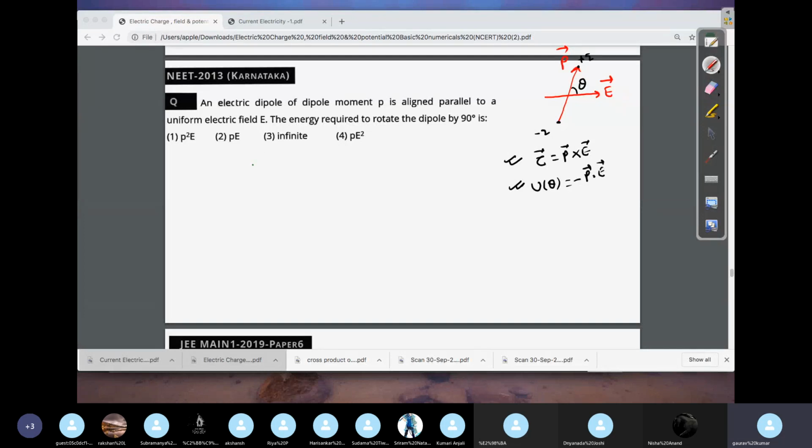What is U at theta formula? U at theta is given as minus P E cos theta. So when you rotate the dipole from theta 1 to theta 2, what is the change in energy? Change in energy will be U at theta 2 minus U at theta 1. So you will get minus PE cos theta 2 minus of minus PE cos theta 1, which gives PE times cos theta 1 minus cos theta 2.